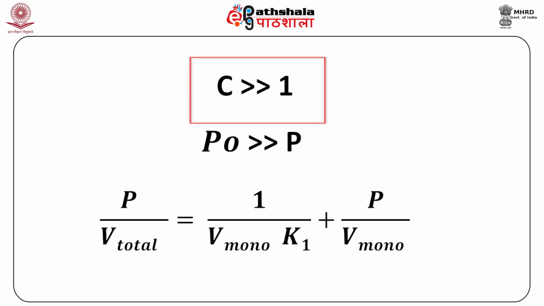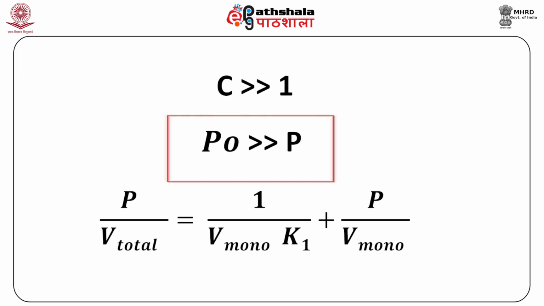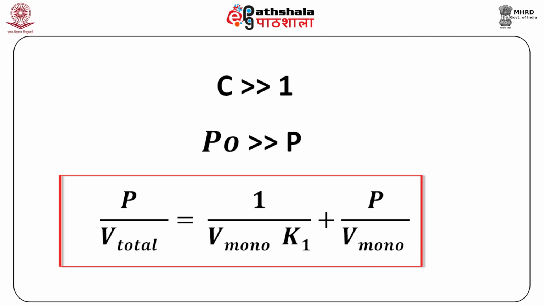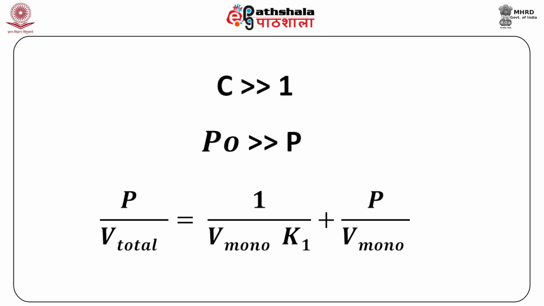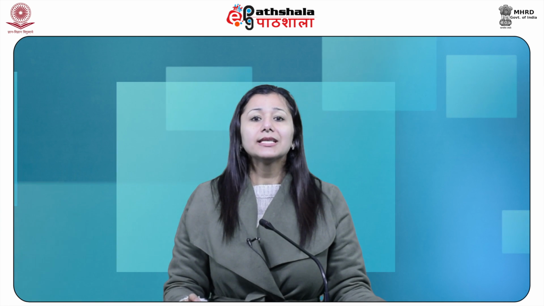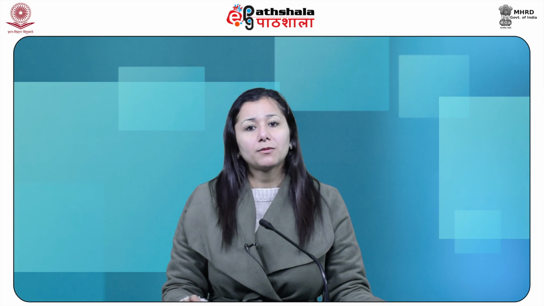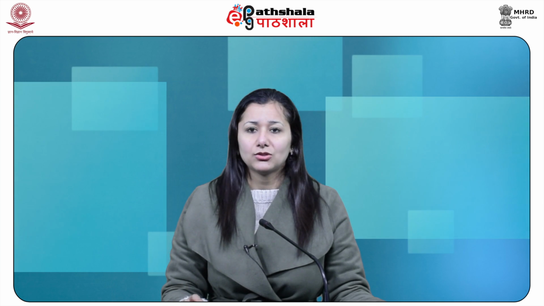If we assume C is much greater than 1 and P naught is much greater than P, then equation 31 gets modified to P by V total equals 1 upon V mono into K1 plus P by V mono, which is the Langmuir equation. Thus, under the assumptions of C being very much greater than 1 and P naught being very much greater than P, the BET equation reduces to the Langmuir adsorption equation. Under these circumstances, the BET equation can satisfactorily explain monolayer adsorption as in type 1 adsorption isotherm.